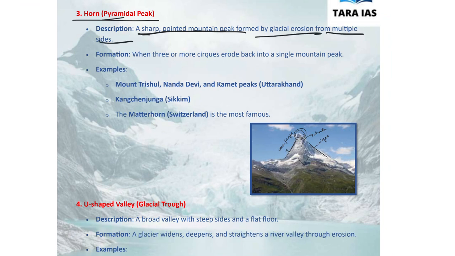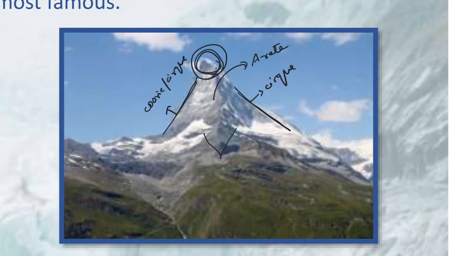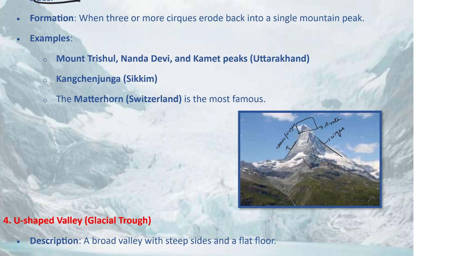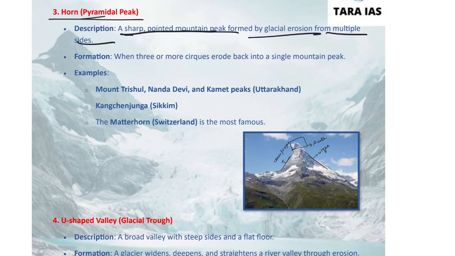So when is a cirque formed? Cirques form on two opposite sides, and when the cirque process happens, an arete is formed. Similarly, for a pyramid peak, cirques form on two opposite sides, and in the middle of the cirques an arete is formed, and then we can see this particular mountain peak. Okay, so I hope this is clear for you all, right? This is the mountain peak, the pyramid peak. So when three or more cirques erode back into a single mountain peak.